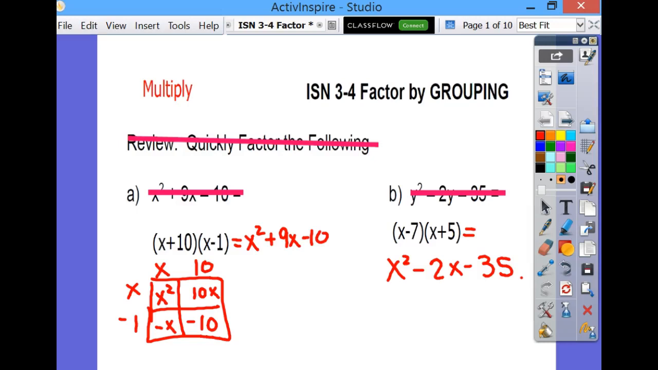So we made a correction on these first two problems and we multiplied them out using box problems, and we got the answer in standard form. This answer right here is called standard form, where you have the x squared first, and then you have the x, and then you have the 35. What we are going to be working on this week is taking this form and changing it back into the factored form. We are working on undoing the box problem.